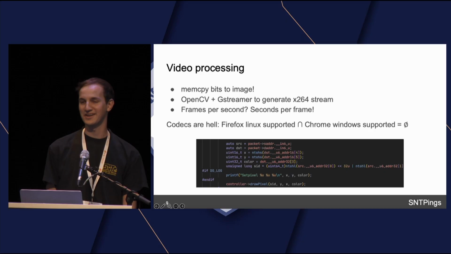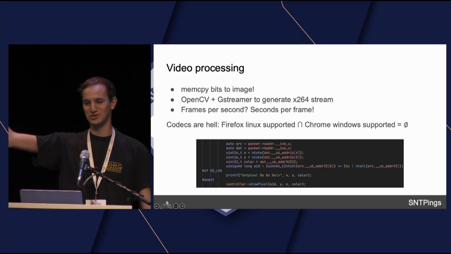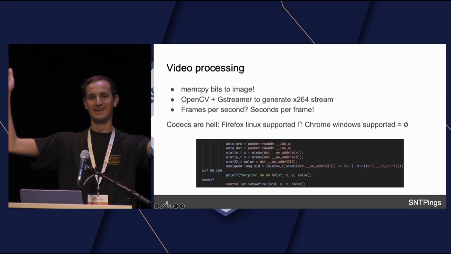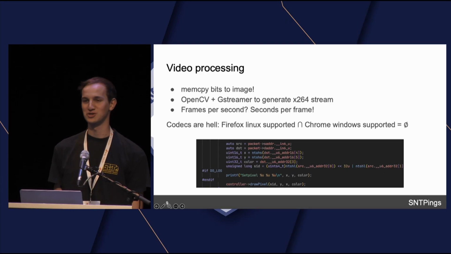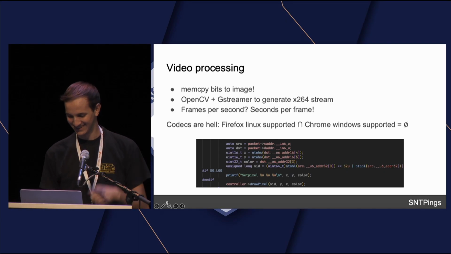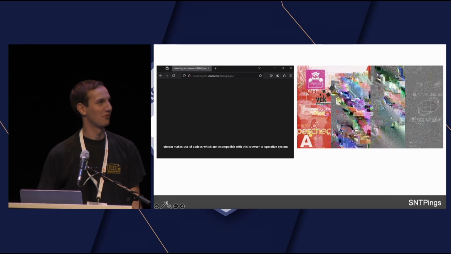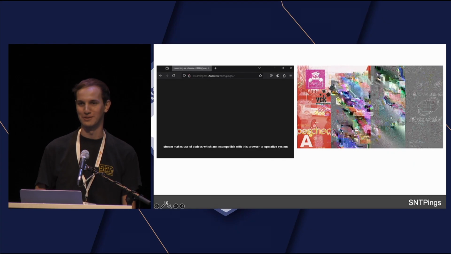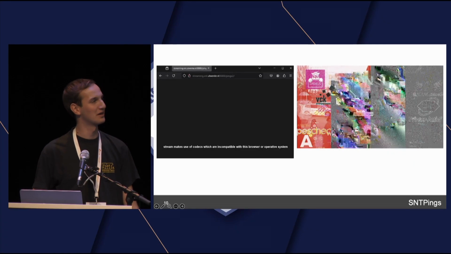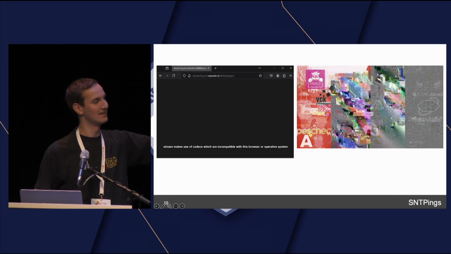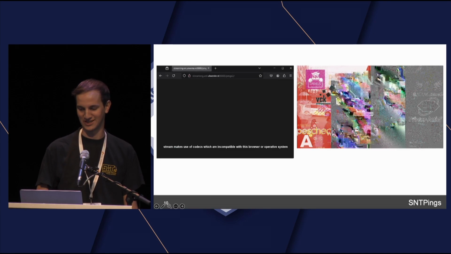And also handling codecs. You have Windows users, you have Linux users. It took me multiple hours to figure out something that worked on both. Yeah, you get nice codec errors, video corruption, browsers start doing really weird things when you just get frames per second, seconds per frame.